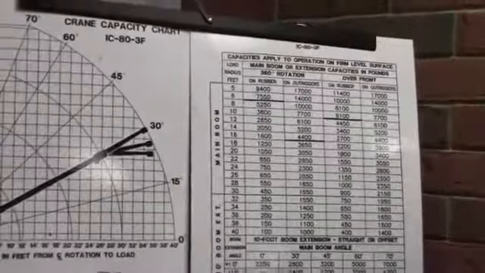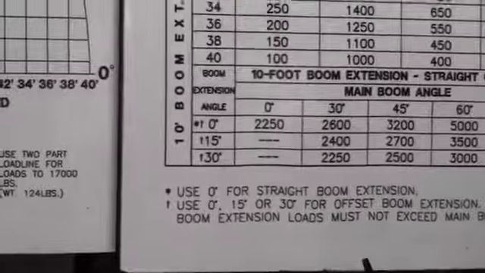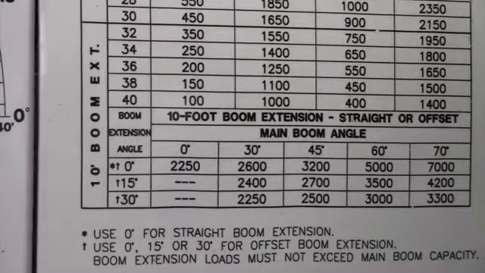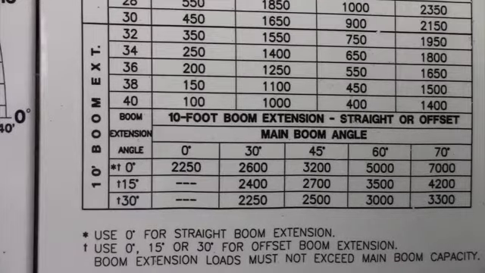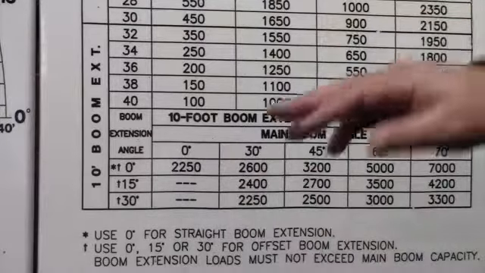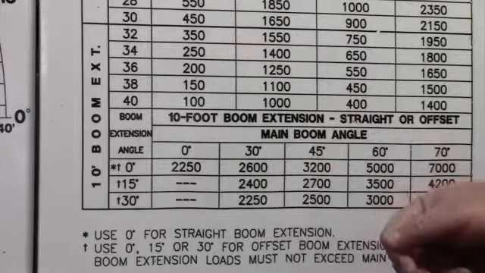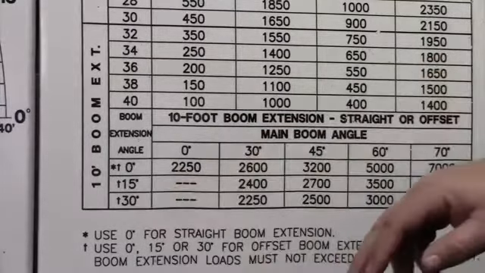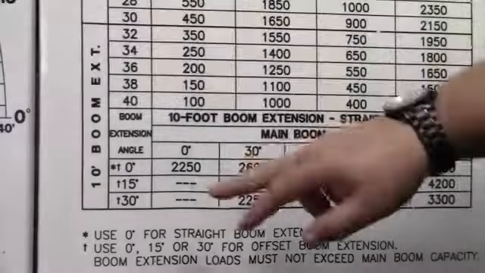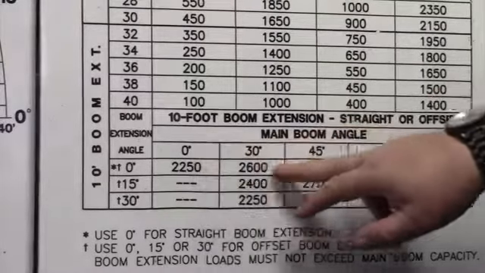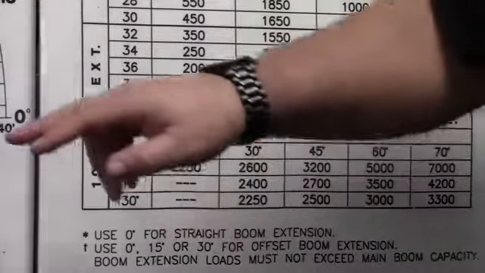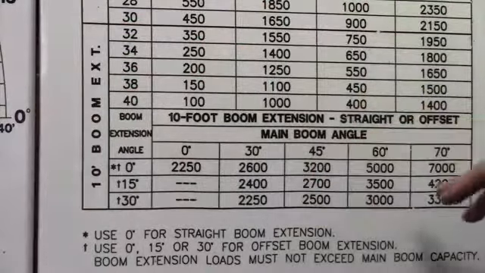And so when you have the jib fitted, if you go down here to the bottom, this bottom load chart has to do with the 10-foot jib extension. Now, the jib extension is there for lifting very light loads to very high heights, at your maximum height that the crane will reach. And so you have to make sure that if you're using the jib, you use the jib chart that's on the bottom. Now, here we have the boom extension angle, which is either 0, 15, or 30 degrees. If it's at 0 degrees, you use the 0 degree chart. If it's at 15 degrees, you use the 15 degree chart. And if it's at 30 degrees, you use the 30 degree chart.